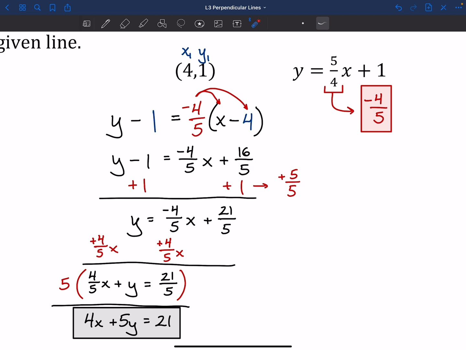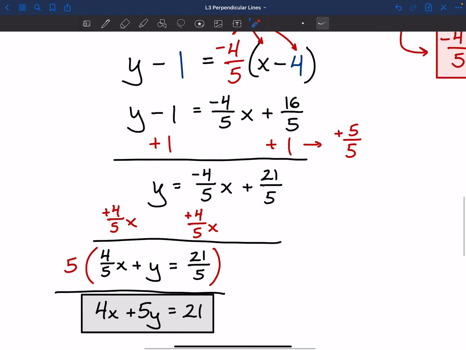Then we have to add 1 to it. But 1, if we're thinking about it as something that goes with the fifths, 5/5 is the same thing as 1. So again, when we're adding and subtracting fractions, we add or subtract the tops. 16 plus 5 gave us this 21 over here. And then the bottom stayed the same. We still had it over 5.